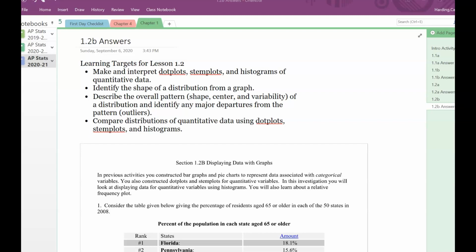Hello everyone, welcome back. This video is going to continue on in section 1.2. This is activity 1.2b that you can find in your class notebook.